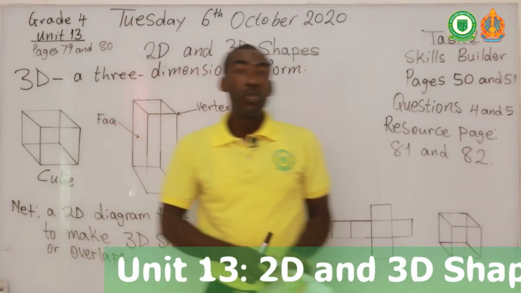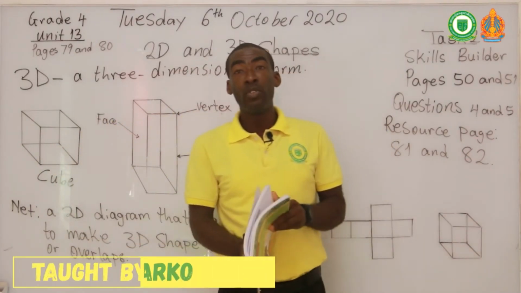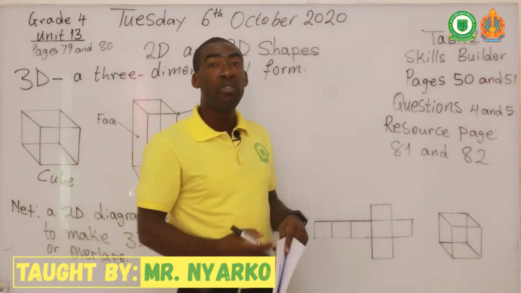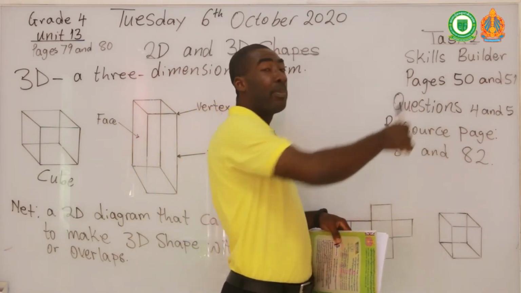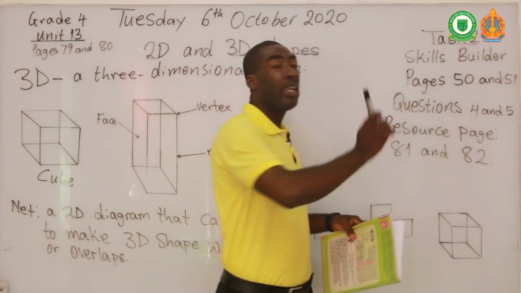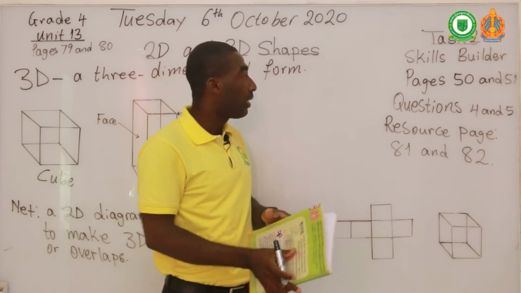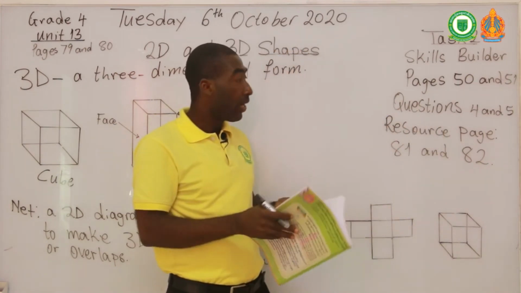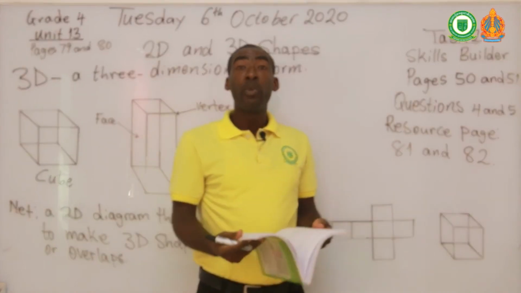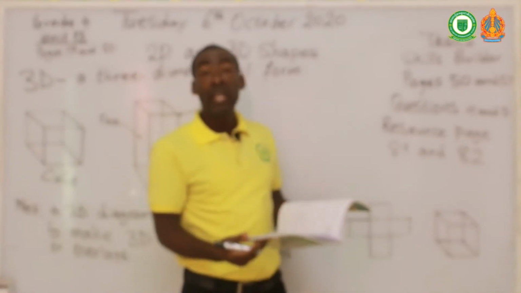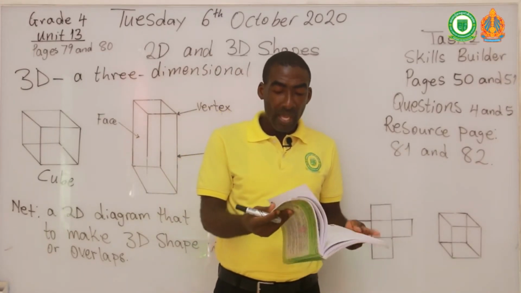Okay, so on this note, we will go straight away onto our second activity, and that can be found in the Skills Builder book section. You open at pages 50 and 51. You are doing questions 4 and 5. When you take your Skills Builder book, you will find pages 50 and 51.